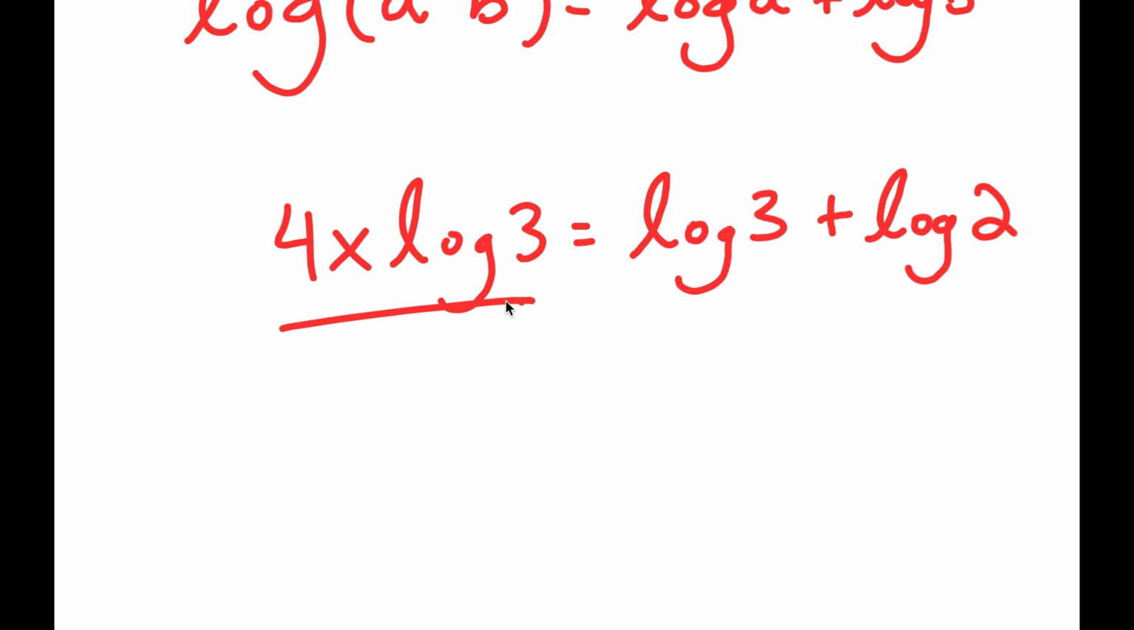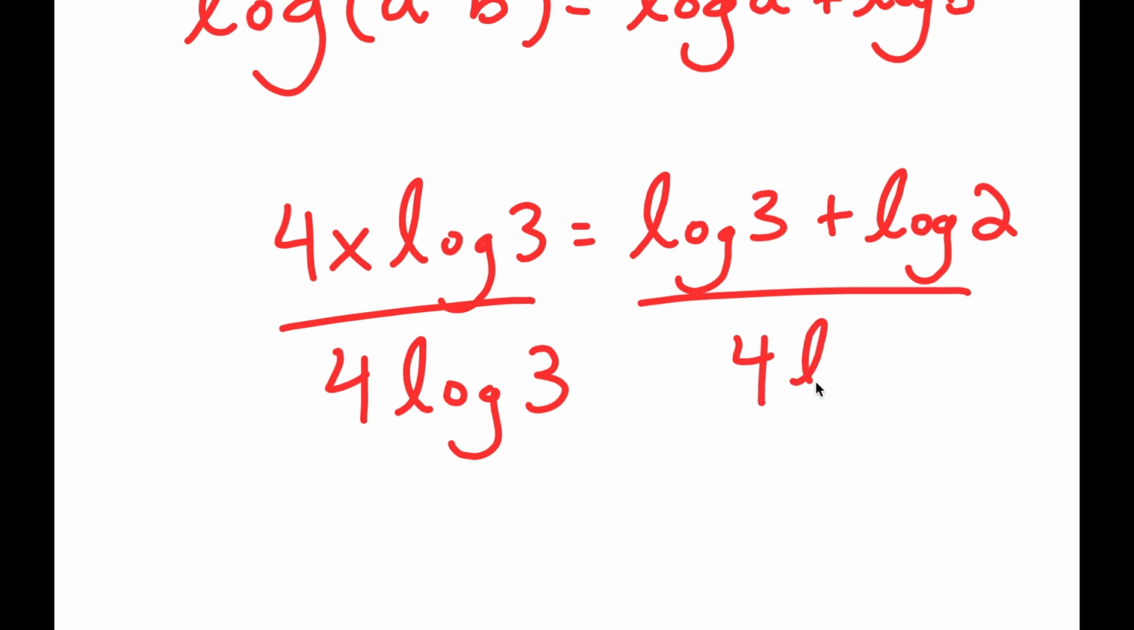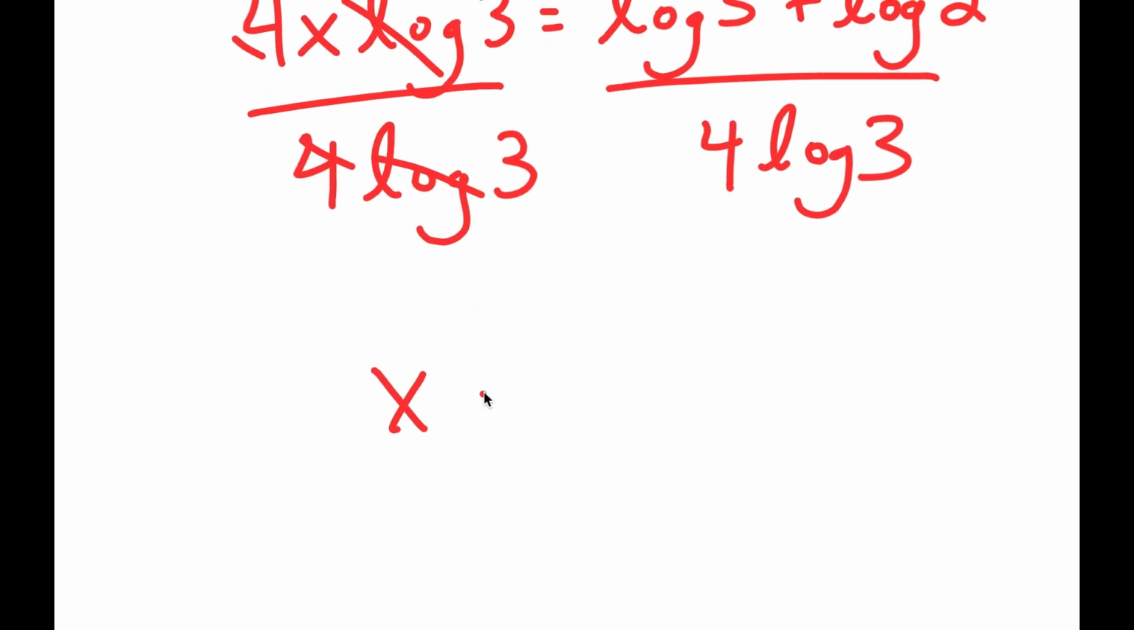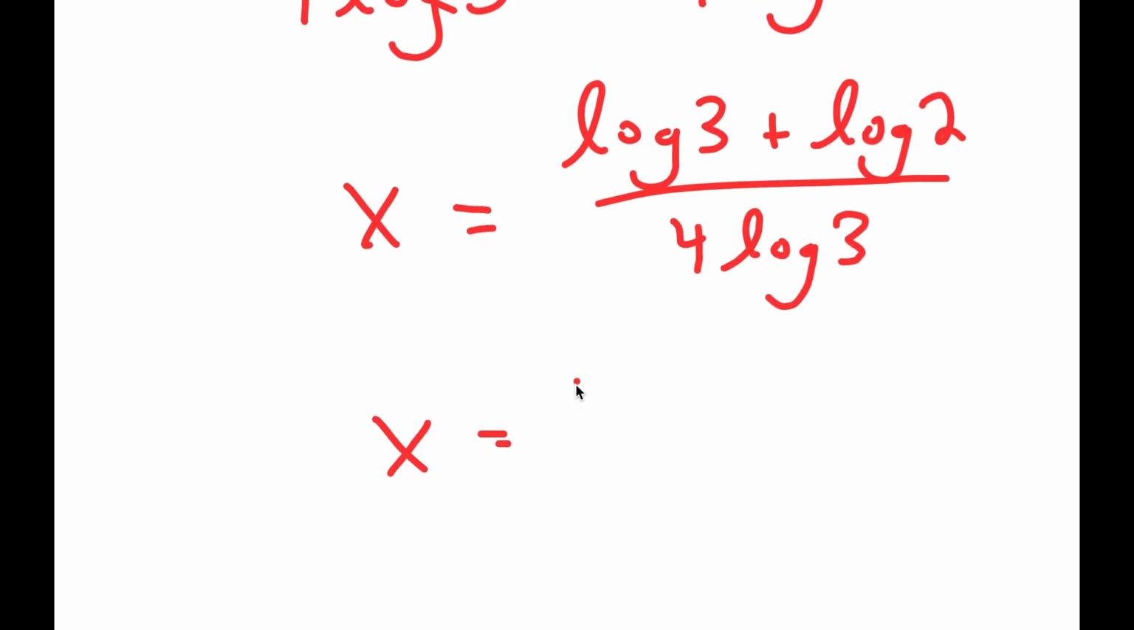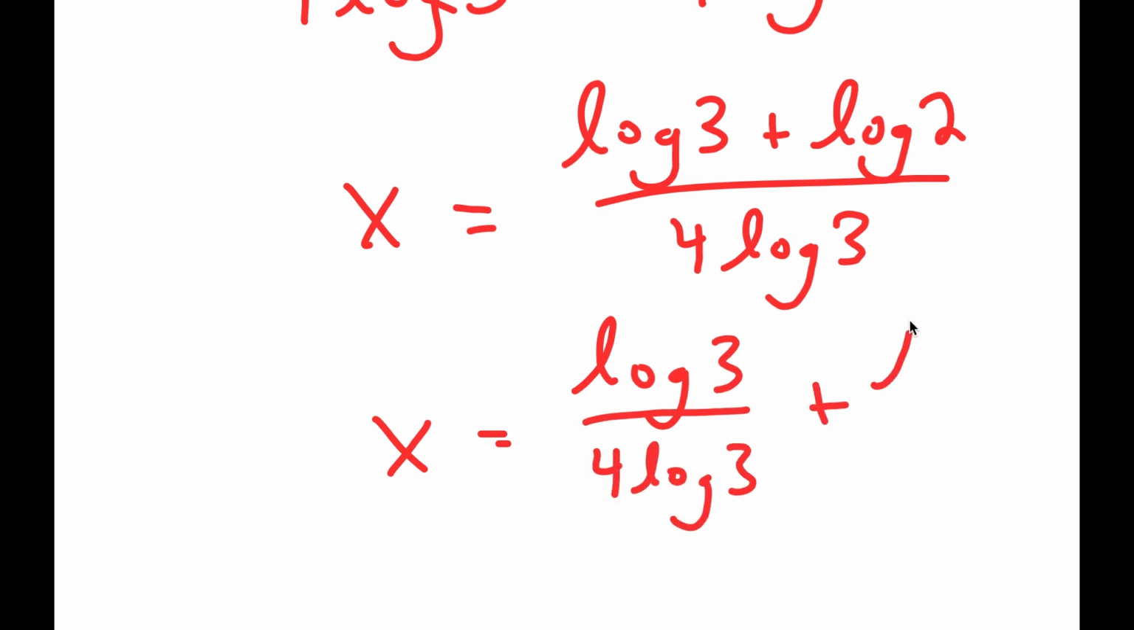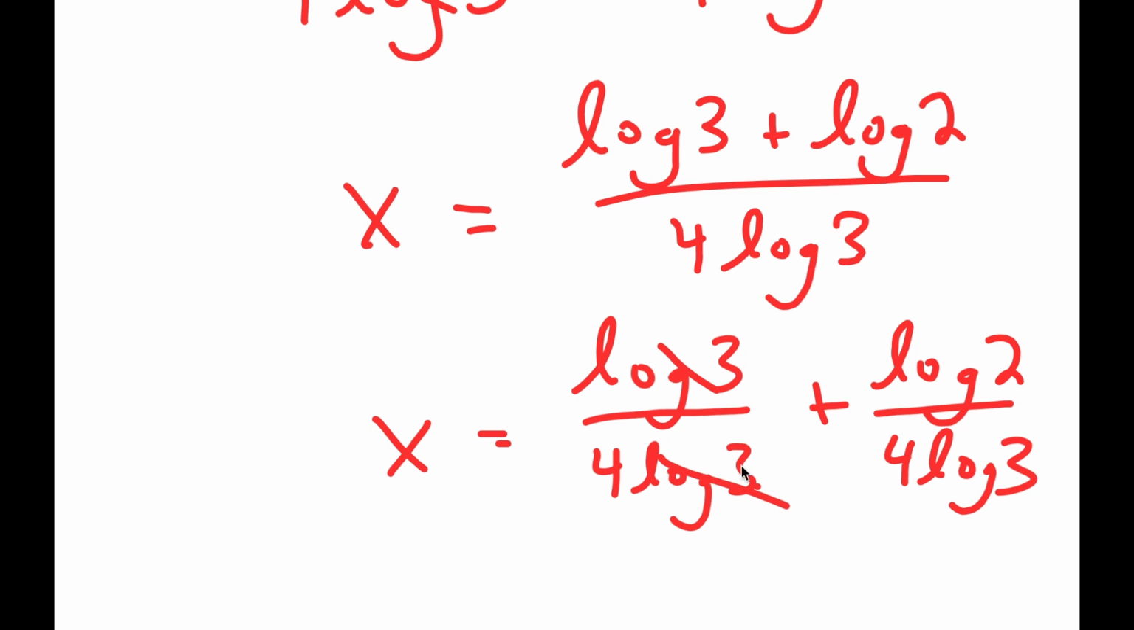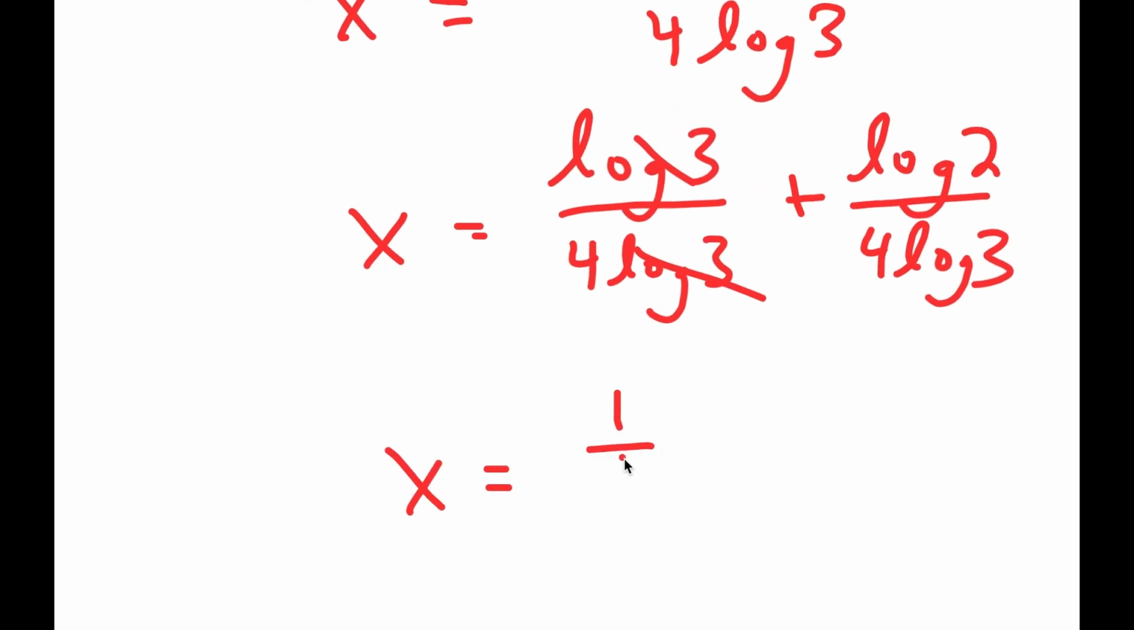Now, we want to isolate x, so I'm going to divide both sides by 4 times log 3. So then these two cancel out, and I get x is equal to log 3 plus log 2 over 4 log 3. And although this is the right answer, we can simplify this even more by rewriting this as log 3 over 4 log 3 plus log 2 over 4 log 3. So then these two cancel out, and I get x is equal to 1 over 4 plus log 2 over 4 log 3.